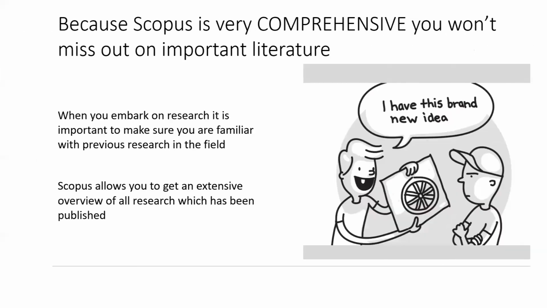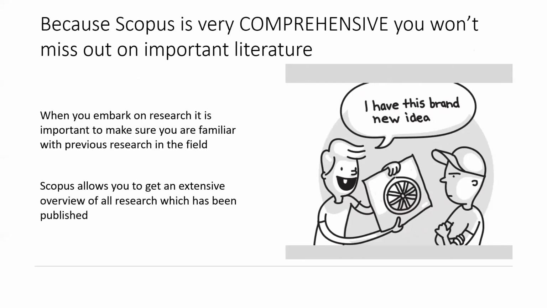So first of all, why is it useful to use Scopus? Just a few ideas here, and this is because Scopus is so comprehensive, covering more than 7,000 publishers, more than 27,000 journals. When you embark on research, it is important to make sure that you are familiar with all the previous research in the field, and Scopus allows you to get that extensive overview of all the research that has been published.